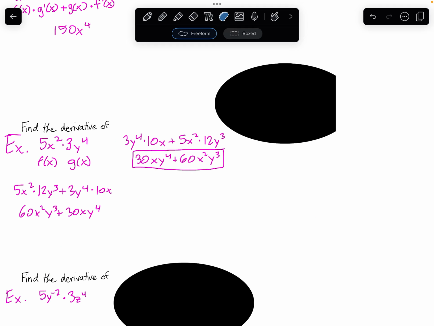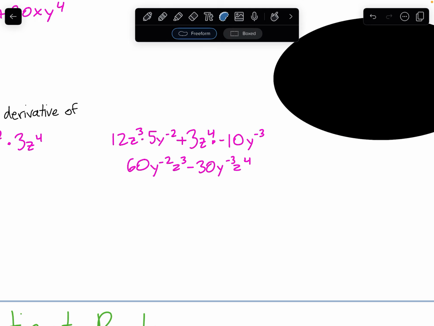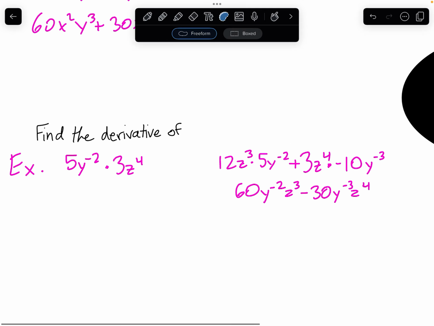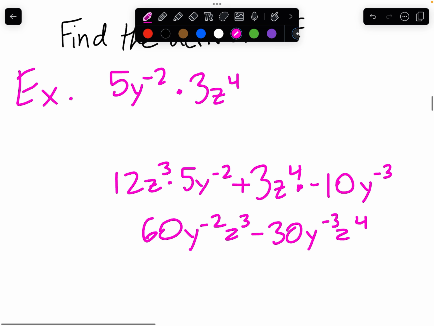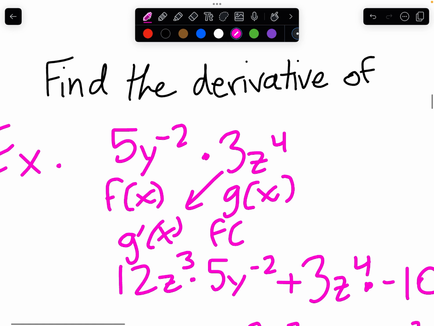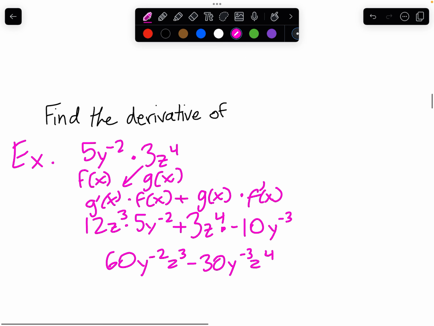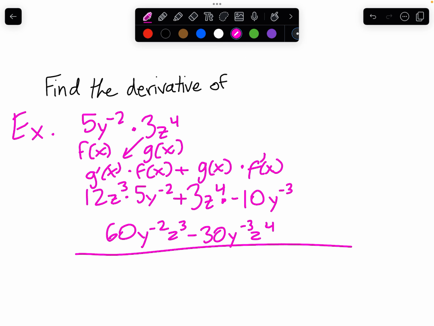Sweet. So now I'm going to let you do this one on your own. 3, 2, 1. Actually, pause the video, but yeah. Let's look at the answer here. All right. So what do we have here? We'll call this f of x, and we'll call this g of x. This is g prime of x, because derivative of this, times f of x plus g of x times f prime of x. That's our formula, and then you simplify this, and you get 60y to the negative second z cubed minus 30y to the negative third z to the fourth.